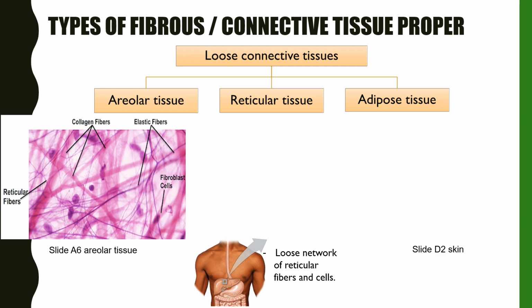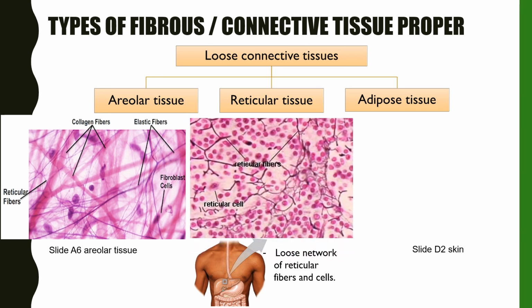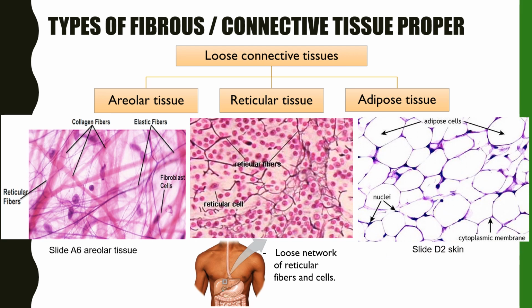First, for the areolar tissue, this is from our own slide box, slide A6. It is part of the loose connective tissue because it has more ground substance and less fibers. And in areolar tissue, we have all three types of fibers: collagen fibers, elastic fibers, and reticular fibers. And in the reticular tissue, we only have the reticular fibers. And in adipose tissue, we have the adipose cells. Example location for the adipose tissue is in the subcutaneous layer of the skin.